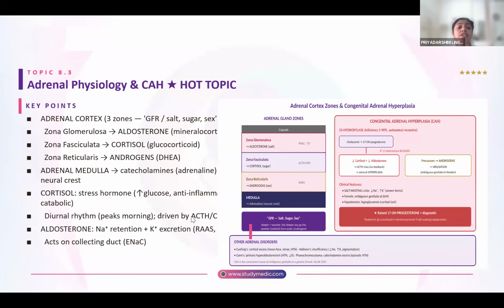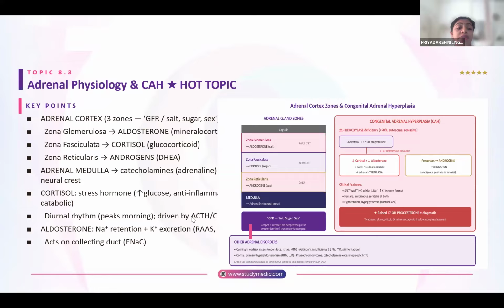Now, going into the next most common one, which is your adrenal physiology and its disorders. When you look into the adrenal gland, a very commonly asked question is a basic one to understand the various zones of the adrenal gland and what hormone is released from them. If you look at adrenal, it can be divided into the adrenal cortex and the adrenal medulla. In the cortex, from outer to inner, the three layers are GFR, you remember. G is for glomerulosa, F is for fasciculata, and R is for reticularis.